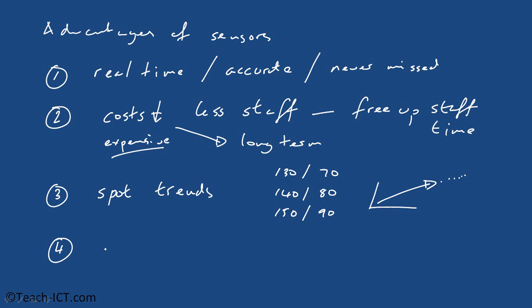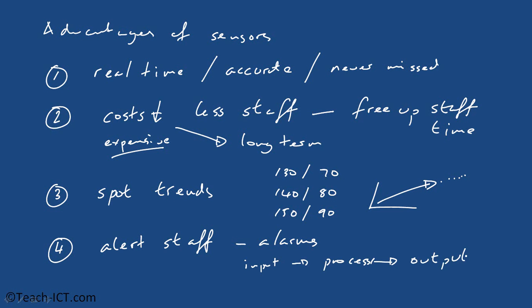Advantages of sensors. People do put down alert staff. I'll finish off this one. Alert staff via the use of alarms. Mentioned this a minute ago. Please understand that the sensor is just the input device that's connected to the computer, the processing, that is connected to the output device, which is the alarm.